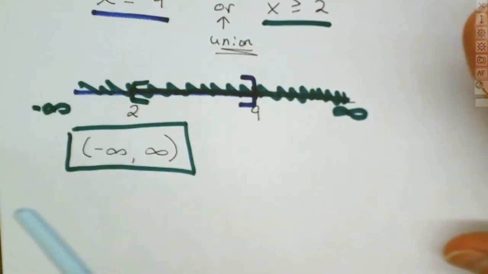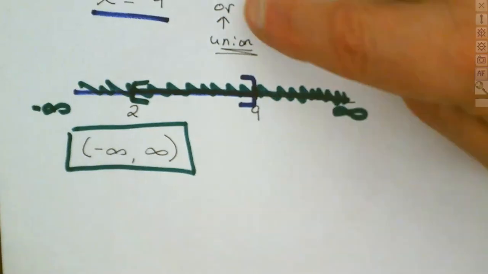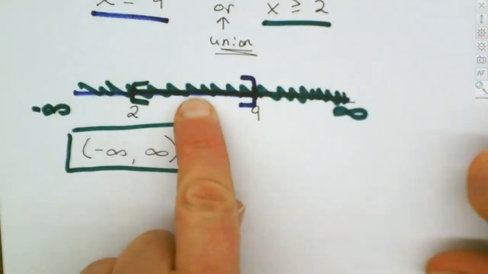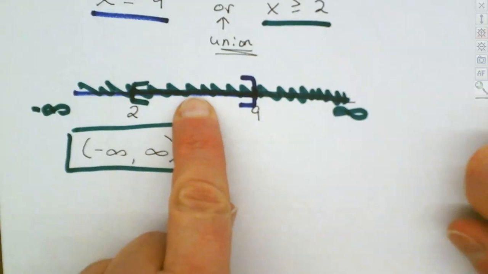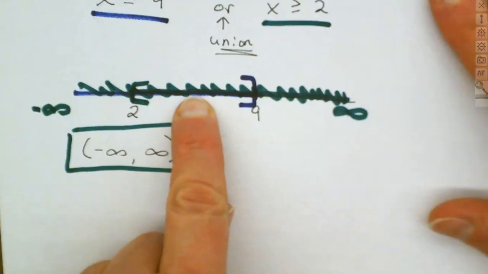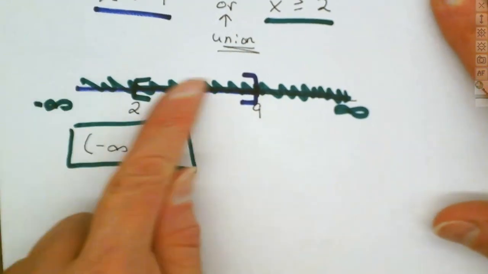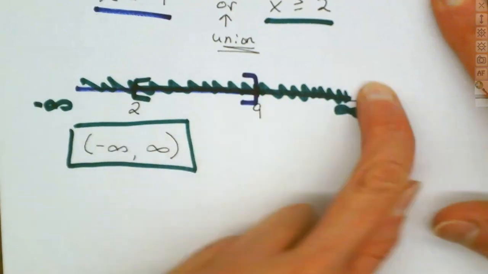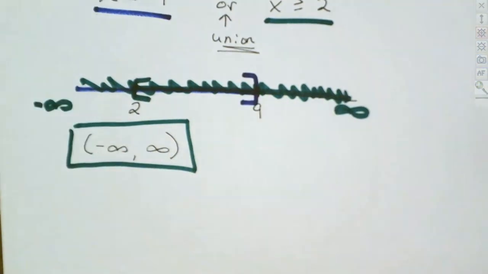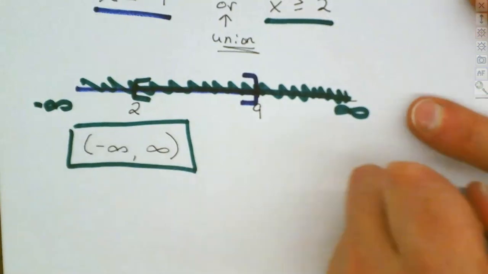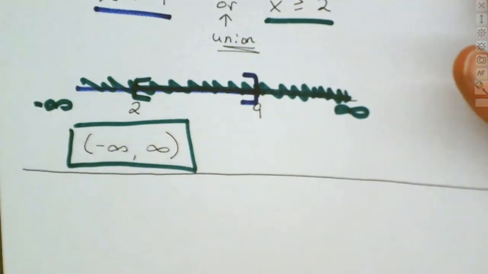If this would have been an and, the and would mean here, right in the middle. Okay, and means intersection, where they overlap. So an and would be here, or, which is what we've got here, would be the entire part. So those are the 4 outcomes that can happen.